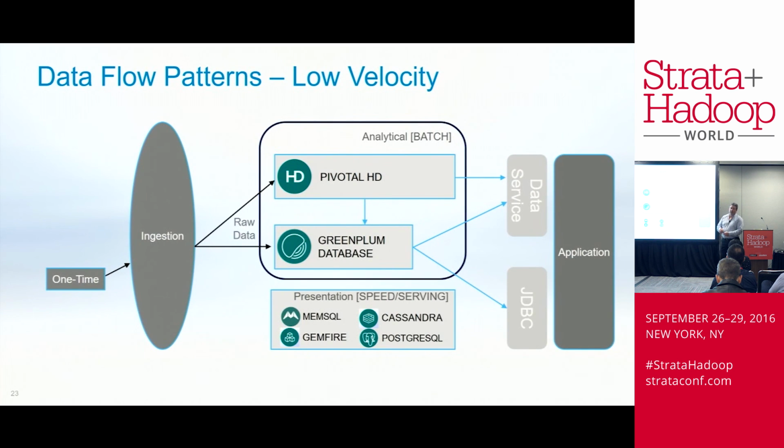So we have 3 different data flows within that ingestion framework. We have the one time, very low velocity, and when I say one time, maybe it's once a week, or just one time only. Where I take the data, I throw it in a Hadoop, I might throw it into Greenplum depending on where my use case is and who's going to be consuming it. I may throw it into both. And I can obviously write data services off of that data.